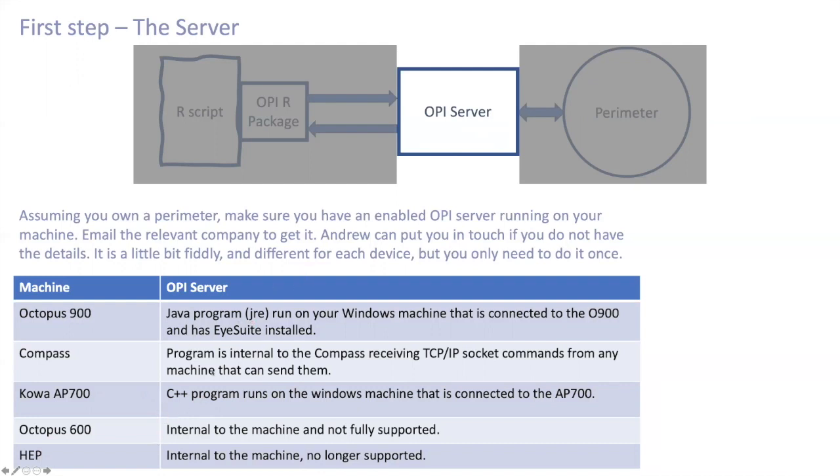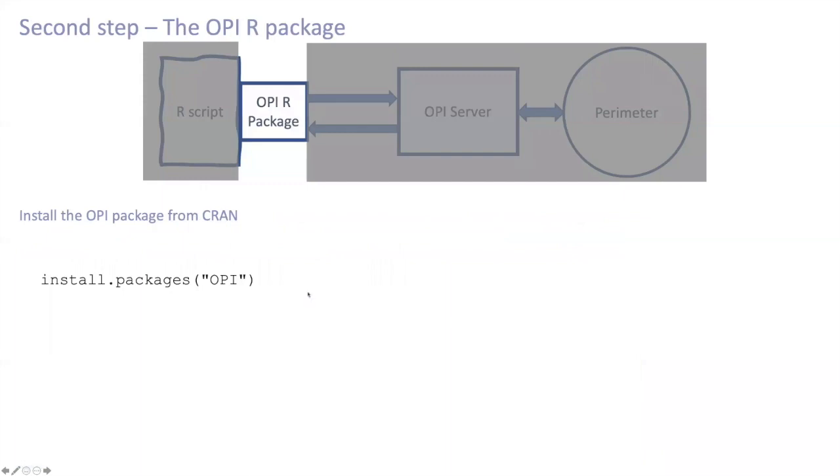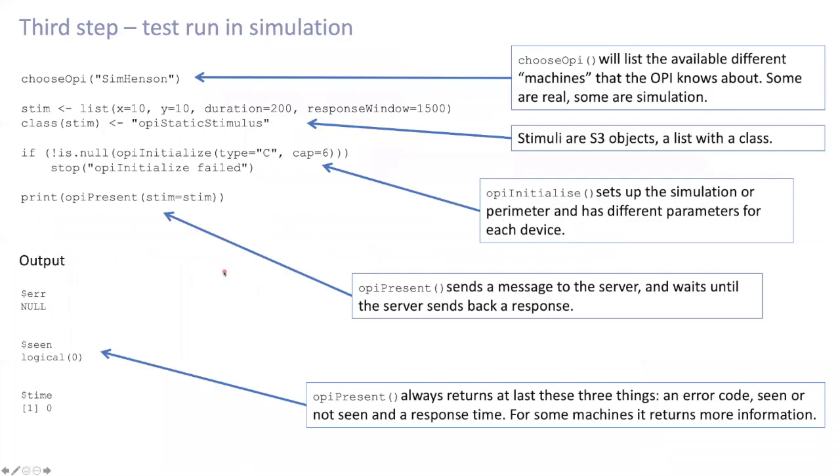So contact the company to get your server, and I can put you in touch with the right person at the company. It's a little bit fiddly to set these servers up, but once it's done, you don't need to do it again. The next step, install the R package. Hopefully you all know how to do that. Then the final step is to actually do a run.